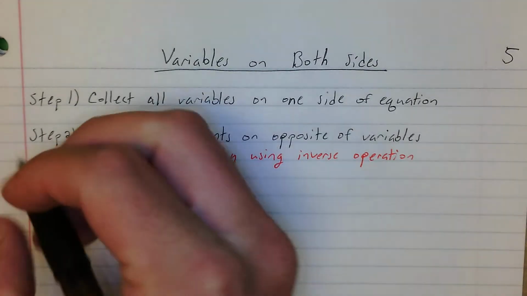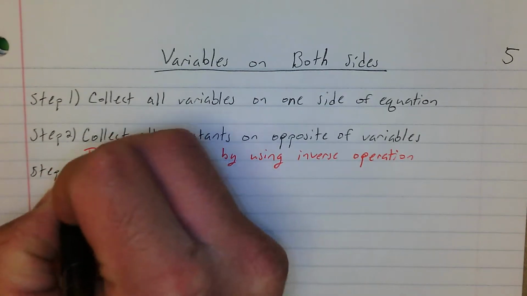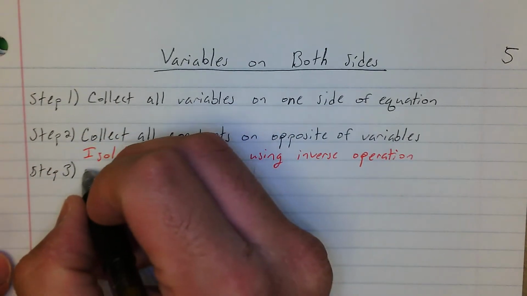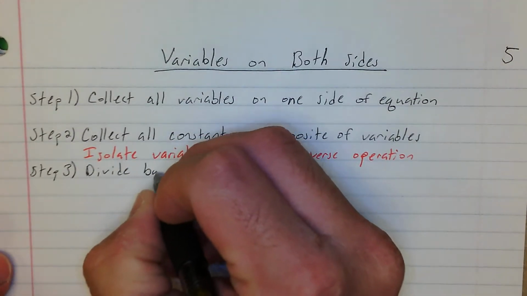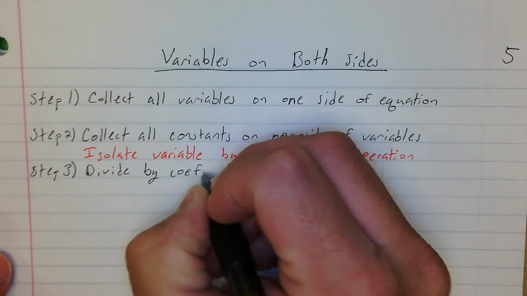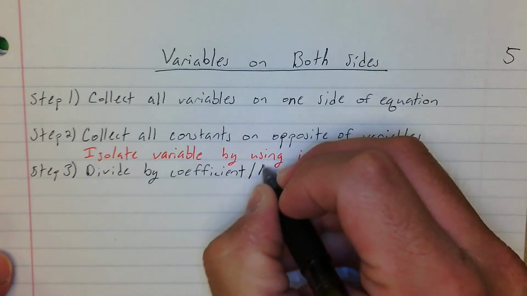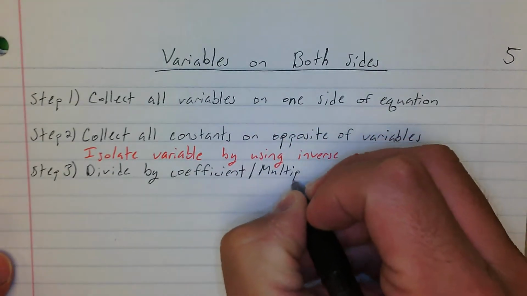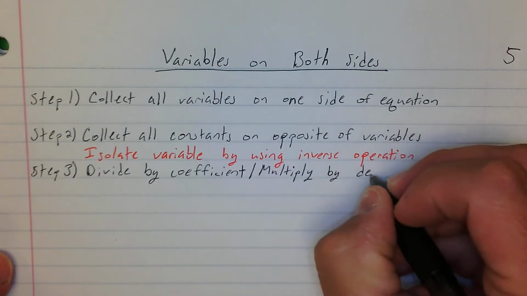Step 3. So step 3 is the same thing as step 2 for two-step equations, is you either need to divide by the coefficient or multiply by the denominator.